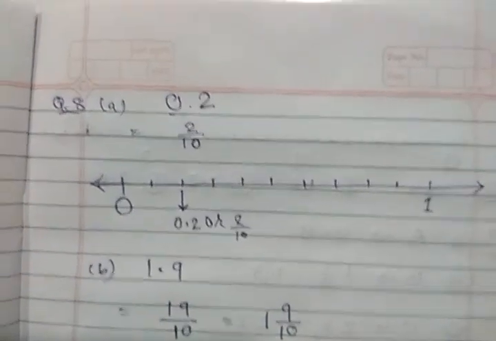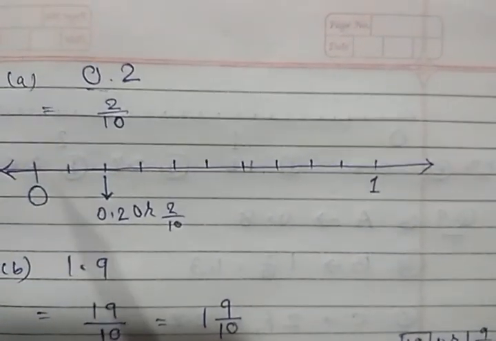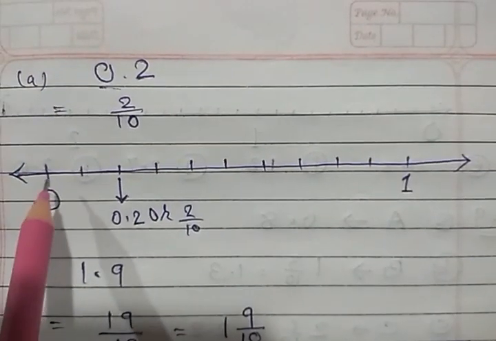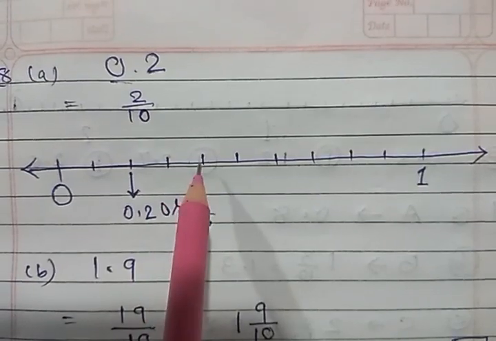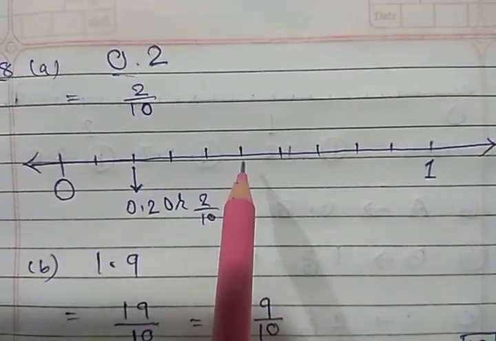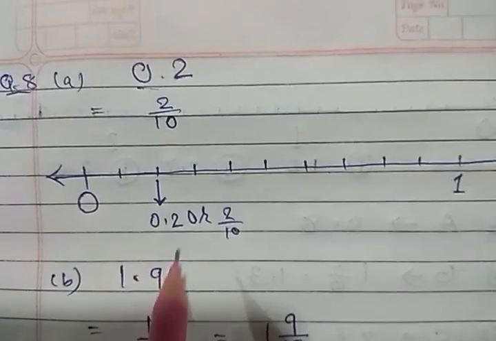So here 2 upon 10 means what? Here 2 upon 10 means, you see, this is 1 upon 10, 2 upon 10, 3 upon 10, 4 upon 10, 5 upon 10, like that. So here our 2 upon 10. So here representation is over here.